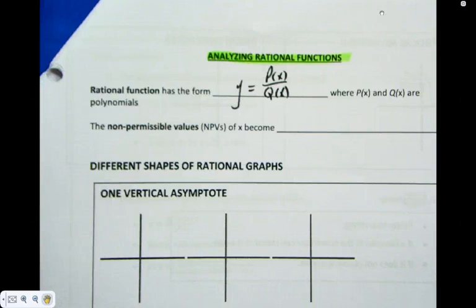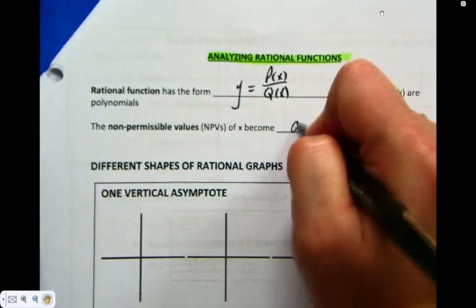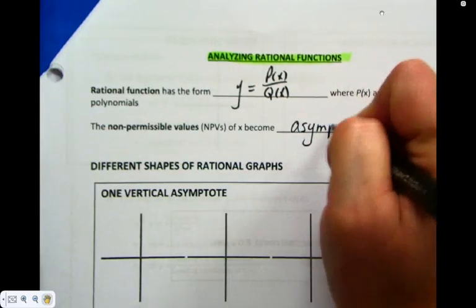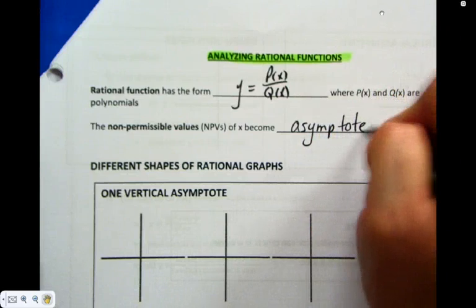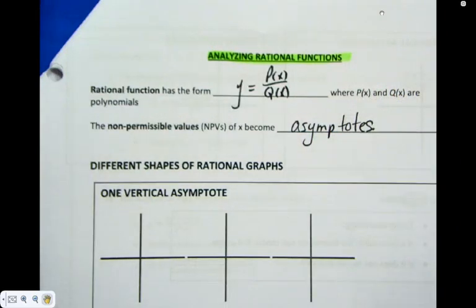The non-permissible values, which we talked about in Math 20-2 last year, the NPVs, become asymptotes. Do you remember that word from last year? A little bit? Asymptotes.